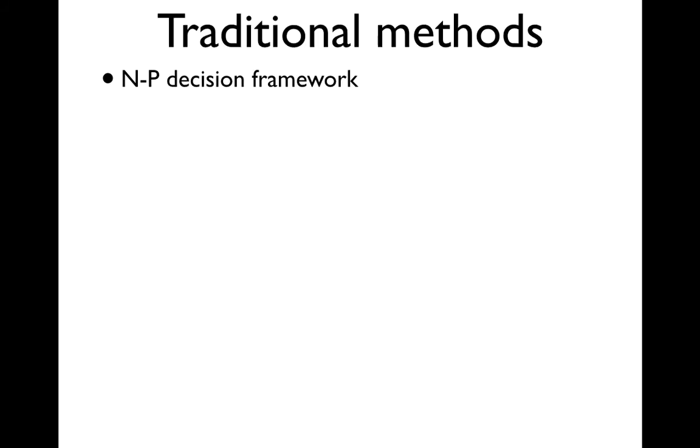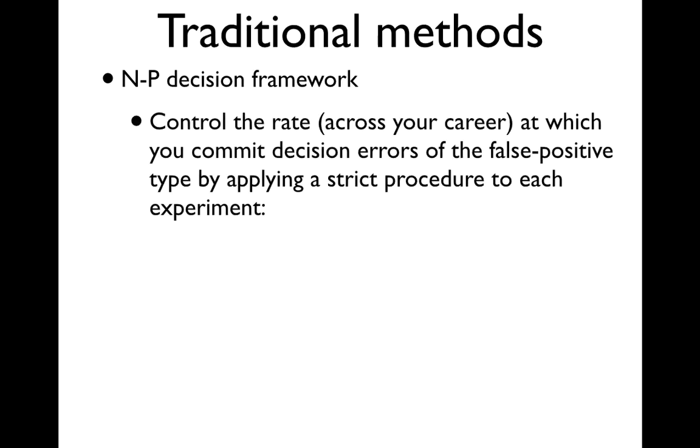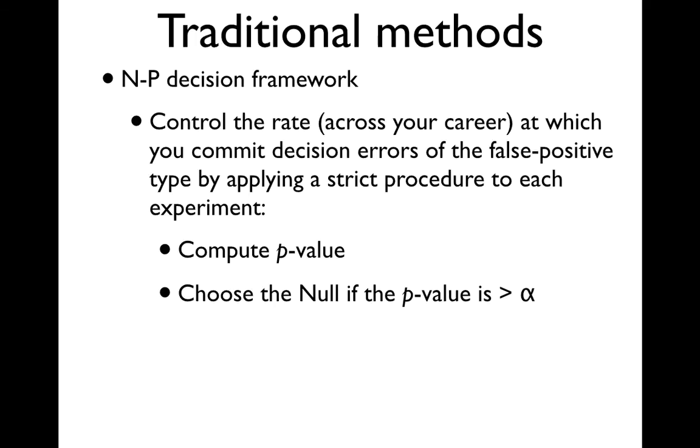So again, within the Neyman-Pearson decision framework, they concentrate on the rate at which you're committing errors of the false positive type, saying that there is an effect when there actually isn't one out there. And they achieve this by applying a strict procedure to the experiment. You compute the p-value, the position in that imaginary distribution where your real data falls. And then you choose the null if the real data falls at a point where only 5%, or some value alpha percent, of the imagined data are greater than or equal to that point.